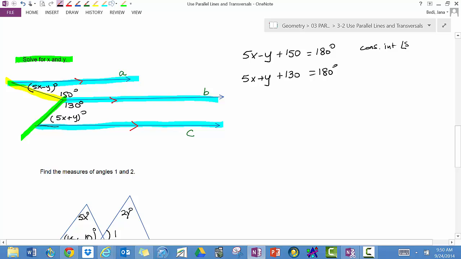When you have systems of equations, you can solve them by elimination or substitution. So let's look at the first equation. We can rewrite that as 5x minus y is equal to 30 degrees. And the second equation we can write as 5x plus y equals 50 degrees. And just to be accurate, these are all okay.